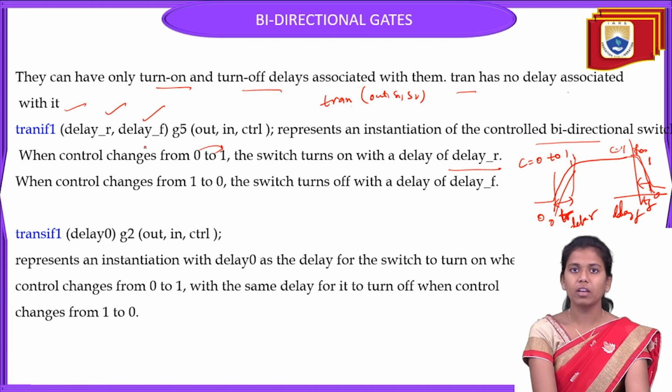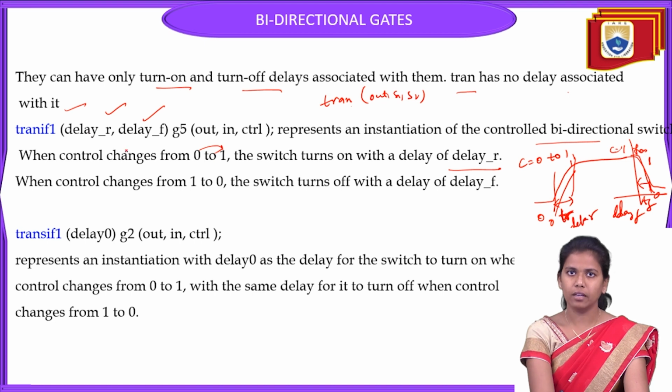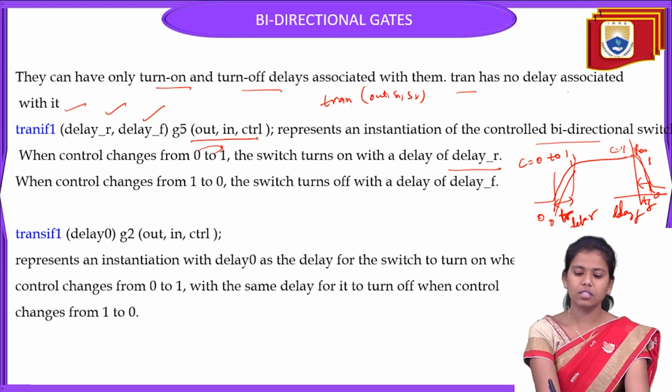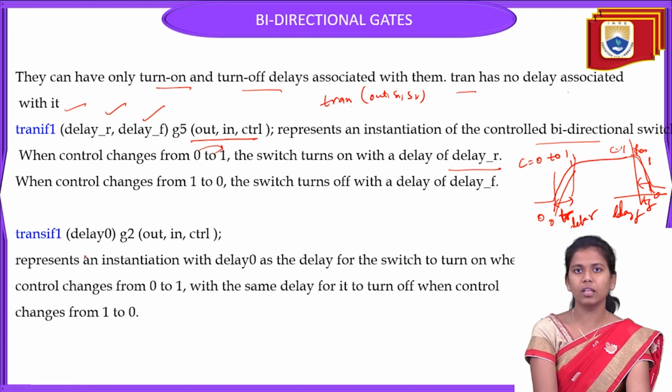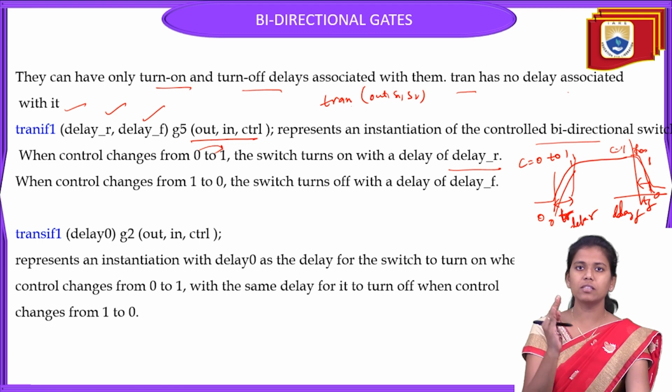That is what we have instantiated, with respect to TRAN-if1. So, in TRAN-if1, we see the delay with respect to the rise time and the delay with respect to the fall time, then the gate that you are considering, and this is the terminal list. Obviously, in the terminal list you will see output, input and control lines. When the control signal goes from 0 to 1, obviously there is a rise in the signal.